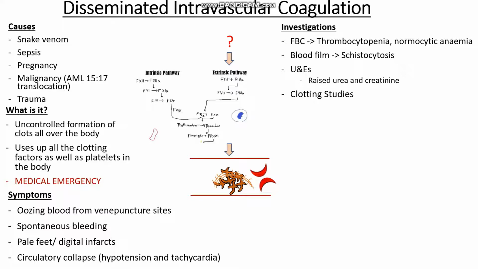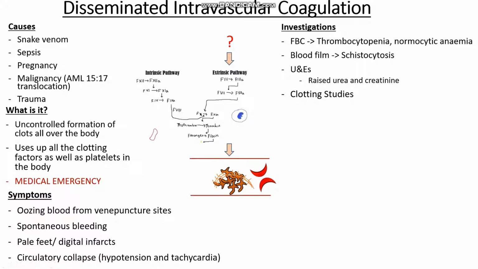Now, this is where it starts to get interesting, okay? Because you can't actually localize this lesion. Okay, what has actually happened? Well, we have started to form uncontrolled clots using the clotting cascade. So all of our clotting factors have been used up. But in the using up of those clotting factors, we've used up our platelets as well.